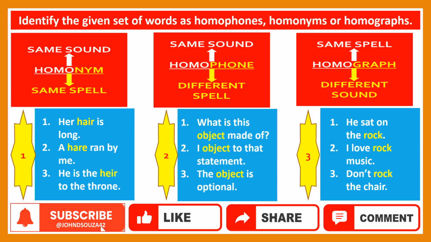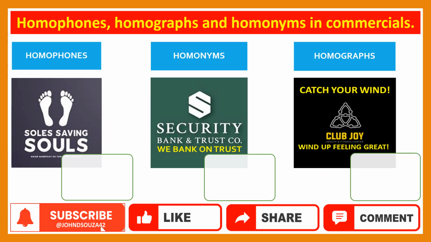Identifying word categories based on context. Words in the first set of sentences are homophones, second homographs, third homonyms. Evaluate the use of homophones, homonyms, and homographs in advertisements. The excellent use of homophones, sole, which means shoe, versus sole of a person in the shoe ad makes the brand appear caring and purposeful.